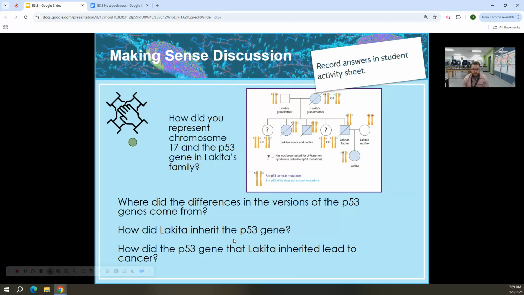And then how did the p53 gene that Lakita inherited lead to cancer? So how does having a B allele that does not correct mutations lead to cancer? And that's where you're going to pull back on what we talked about leading up to this. All of this leading up was looking at how cancer cells form. Based on that understanding, how do I go from having a non-functional B allele that has a non-functional p53 protein to having something like cancer?